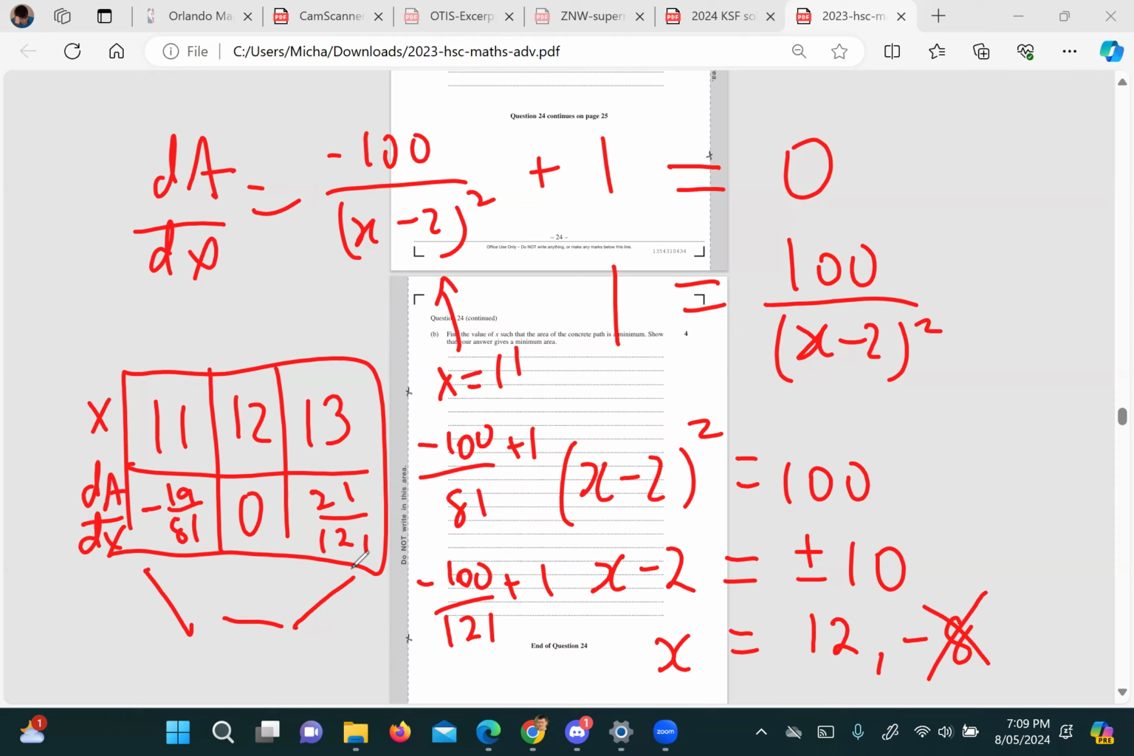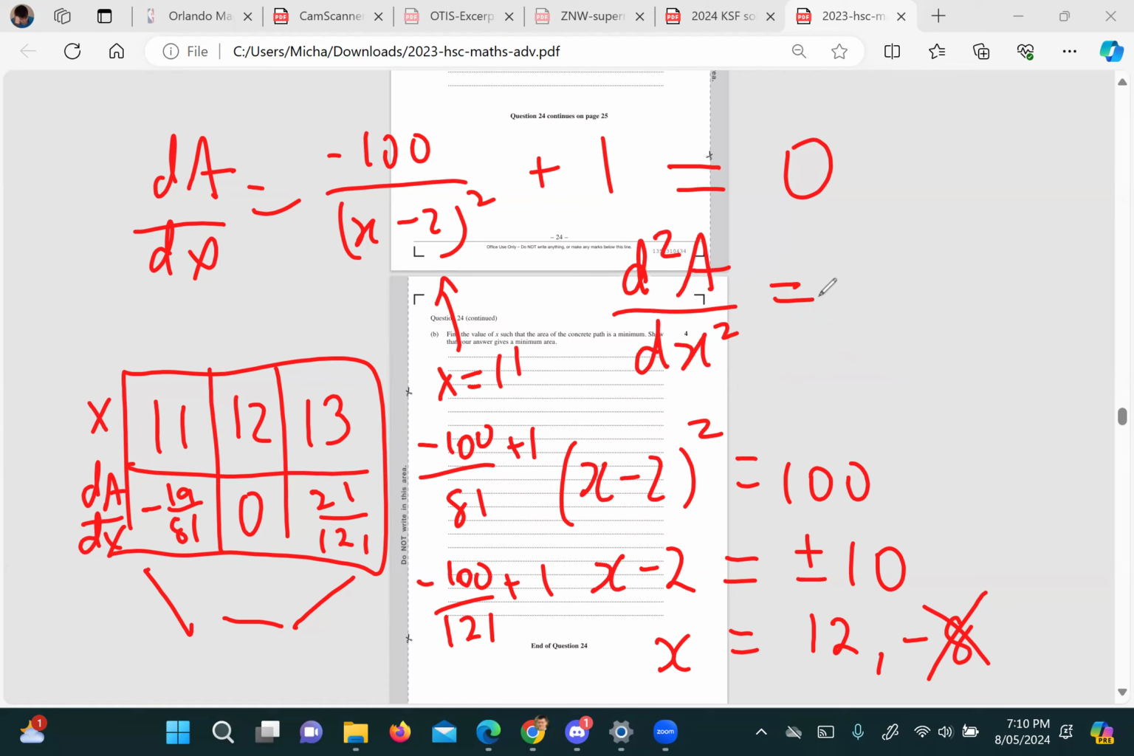I'm not too sure, but we can use the second derivative to find the concavity, I think, on the global. Yeah, okay, we can try the second derivative. So what's the second derivative? So I brought down the minus 100 on (x minus 2) squared, using the chain rule. So then that became 200 on (x minus 2) cubed.